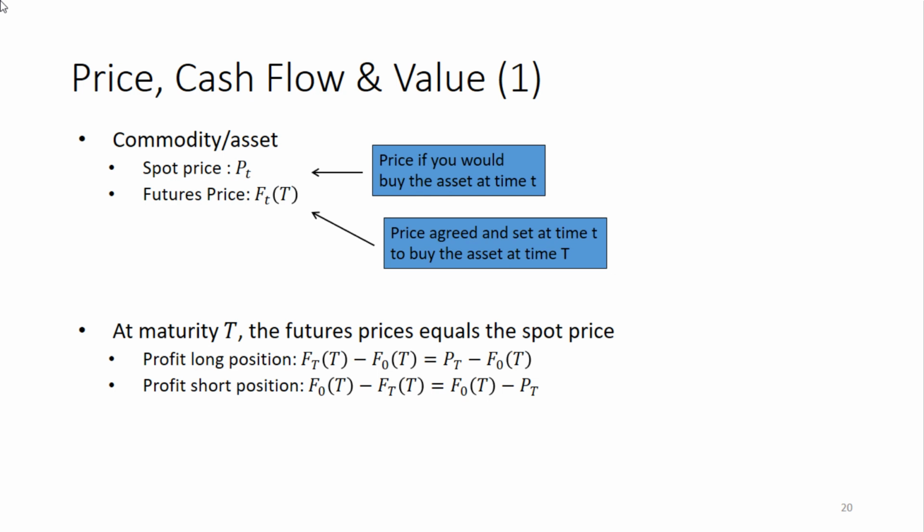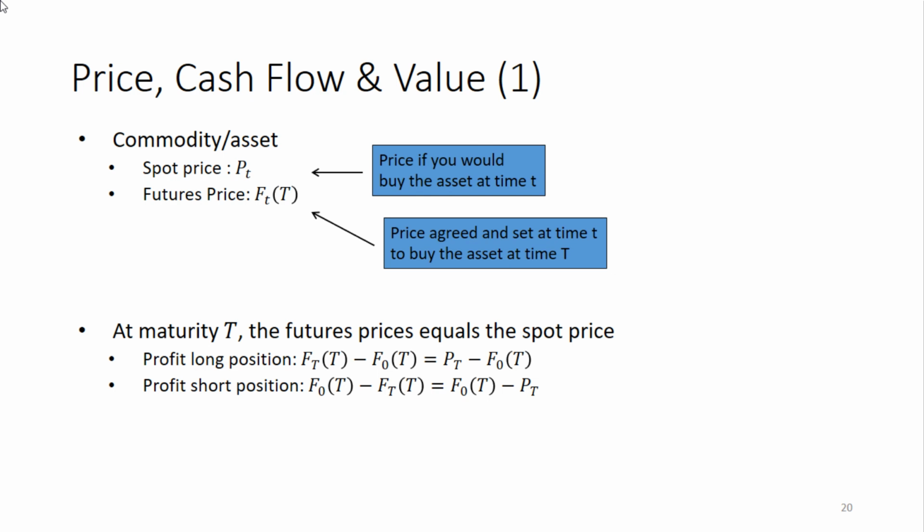So if I have a long position in a futures contract, I engage in the futures contract at time 0. At that time, the price that has been determined for delivery at time capital T is F0,T. If I look at a futures contract at time capital T for the delivery at time capital T of that same security, then that is the future spot price applying at that moment in time, so that's capital P at time T.